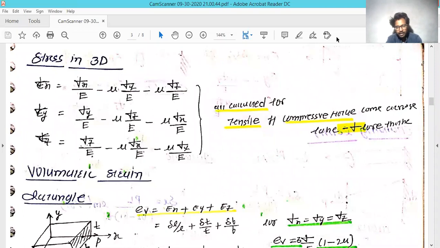So, in the last lecture, we have seen the strain which varies in the different directions. As we see on the PDF, the strain is varying in the x direction, y direction, and z direction. If we combine these three types of strain, we will get the volumetric strain, that is nothing but the total strain, the total deformation of that entire body.